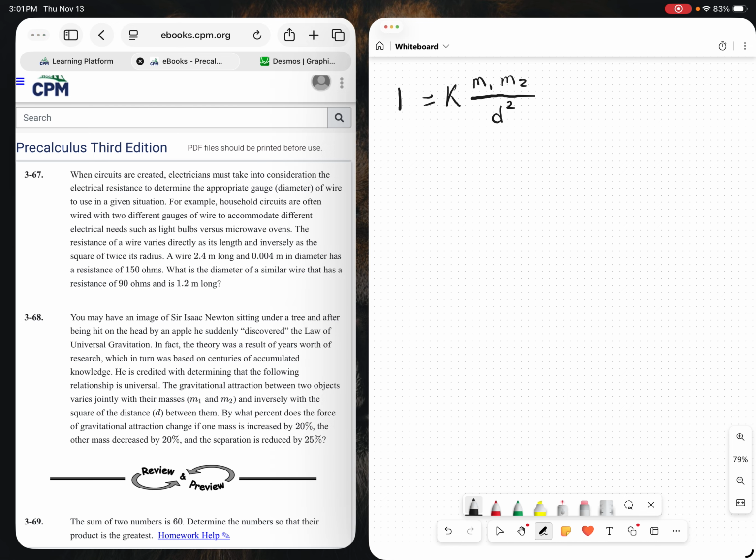Okay, and so what happens here is they're talking about percentage increases and decreases. So we're not really putting in numbers, we're putting percentages in. So if we're trying to find this change in this deal here, if one mass changes, sorry for that.